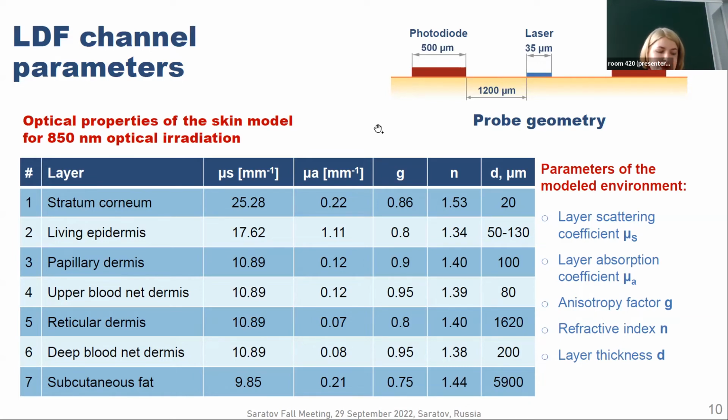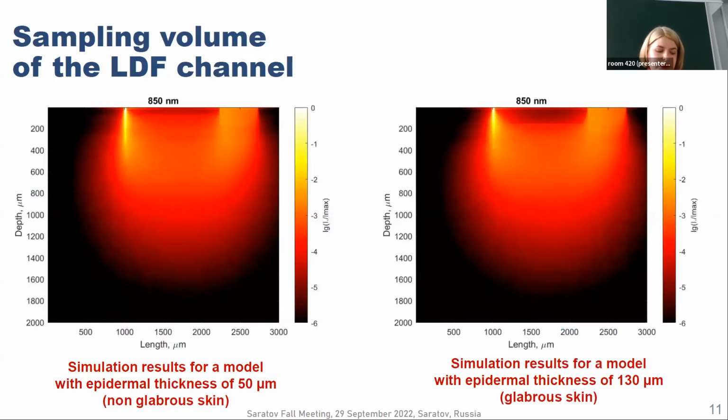In this part of the study, 1 million photons were used to simulate the probing volume in the laser Doppler flowmetry channel. Here you can see the results obtained. For glabrous and non-glabrous skin, the simulation results show that the probing depth for this channel reaches 1.5 millimeters. There is not much difference between the two types of skin for this channel.